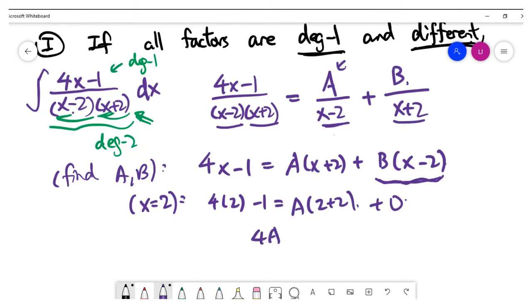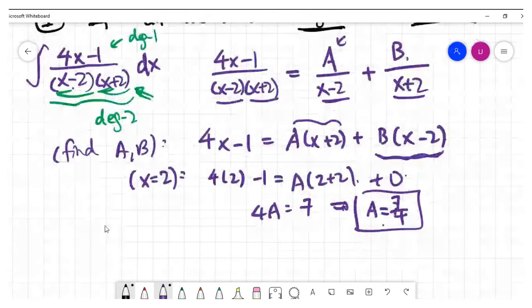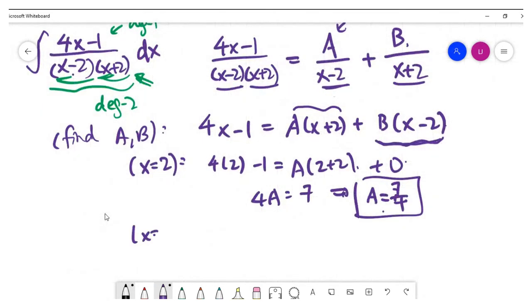So it means 4A is actually 7, and A is actually 7 over 4. So it's done basically for A. And for B, we can use a similar method. I hope you can see what choice of x you can use such that this term can be made 0. I can actually use x equals minus 2.